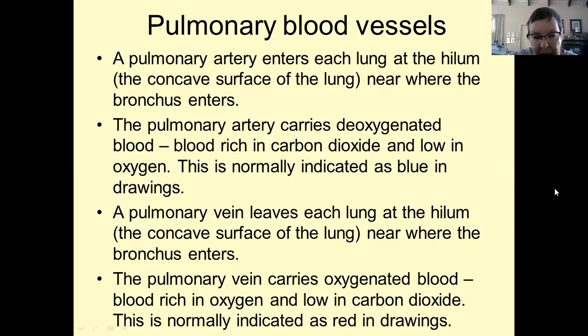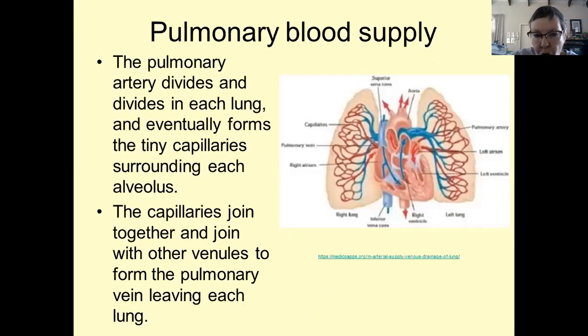A pulmonary vein leaves each lung at the hilum, that little concave surface near where the bronchus enters, and the pulmonary vein carries oxygenated blood, rich in oxygen and low in carbon dioxide, and it's normally indicated as red in the drawings. So that's what you can see here. All right.